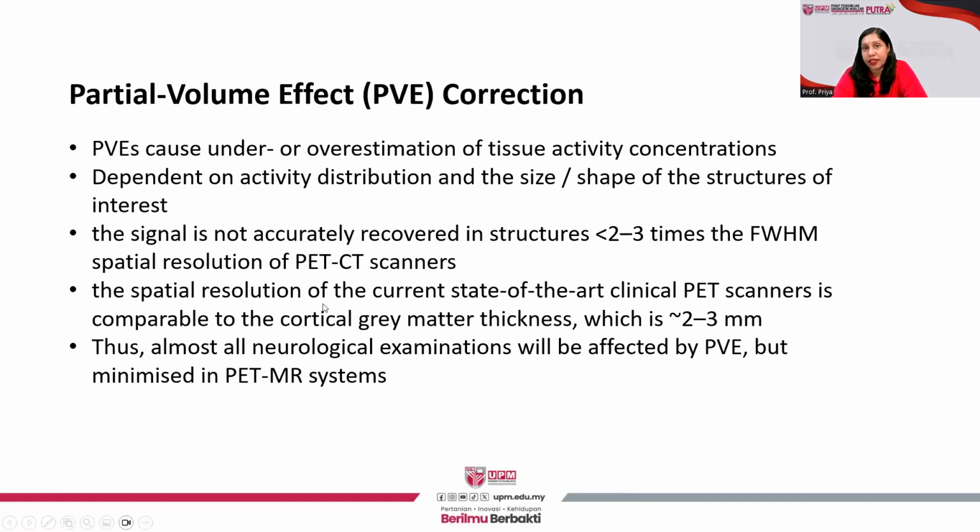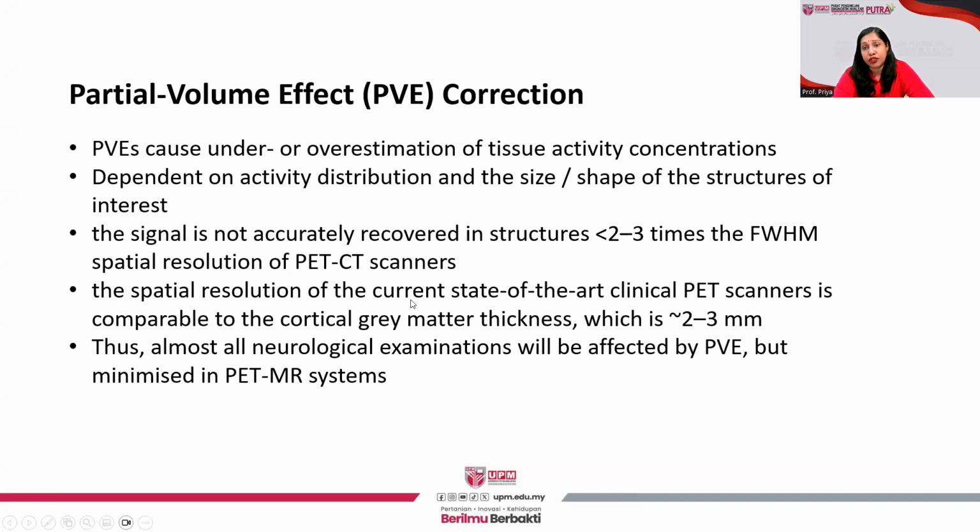Another correction that is very important is the partial volume effect correction. Partial volume effect or PVE causes under or overestimation of tissue activity concentrations, dependent on the activity distribution and the size and shape of the structure of interest. The signal is not accurately recovered in structures that are smaller than 2 to 3 times the full width at half maximum or FWHM of the spatial resolution of PET-CT scanners.